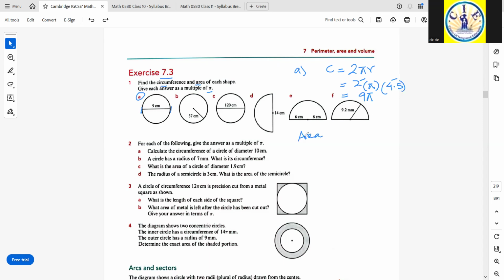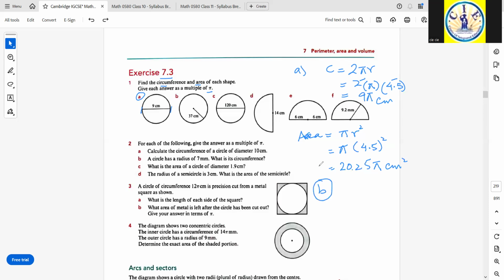Then area. For area, we have the formula pi r squared. Pi as it is, and the radius is 4.5, and then square. So the square of 4.5 is 20.25, and then pi. Now since this was circumference, it has to be given in simple centimeters, and area has to be given in centimeter squares. So this is the answer to part A.